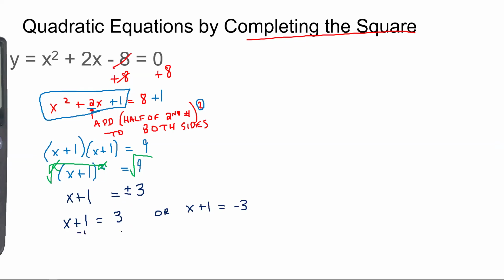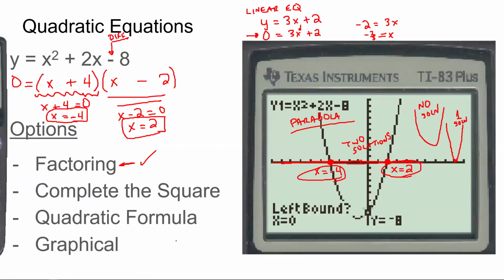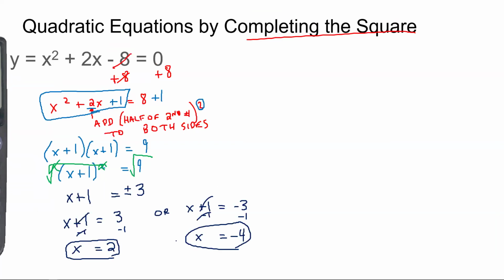So let's subtract 1, and that would give me x equals 2. Or I could subtract 1 here, as long as I do it on the other side, and x will equal -4. And if you remember, those are the two solutions that we got doing it this way, -4 and 2 right there. Okay, so that's completing the square.